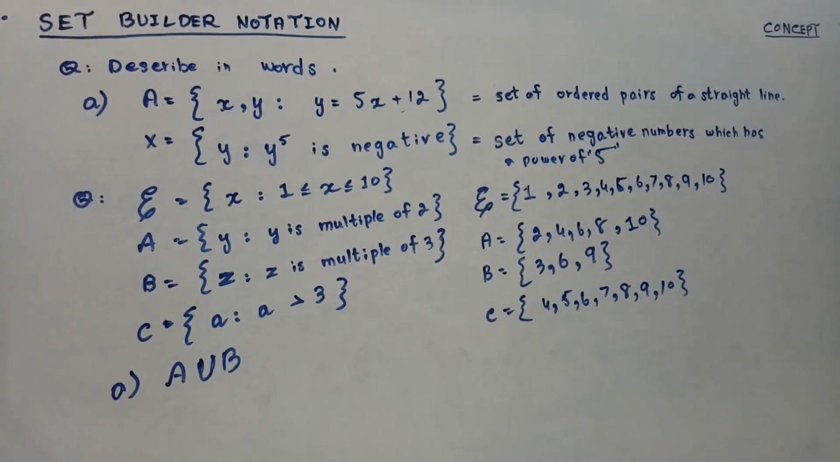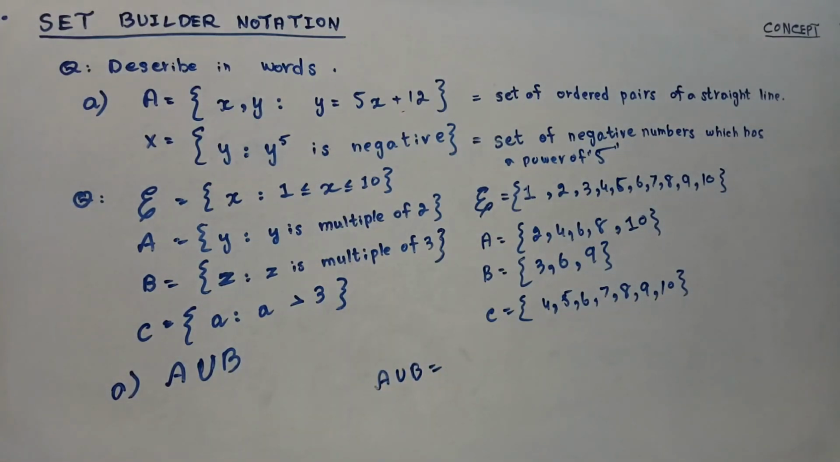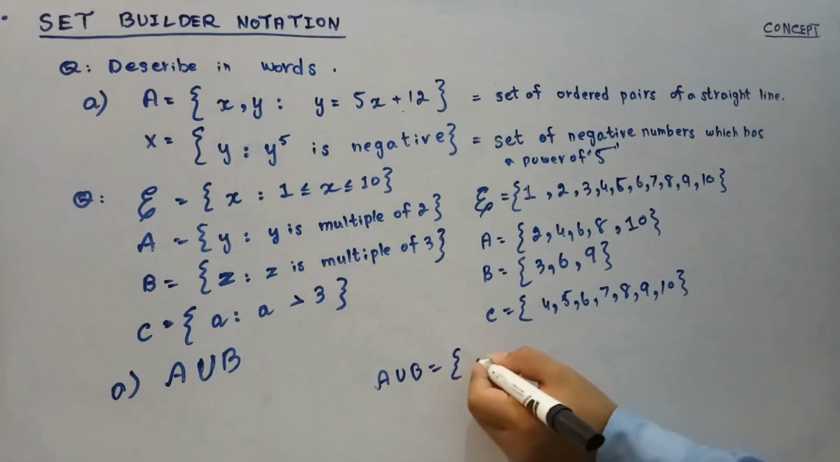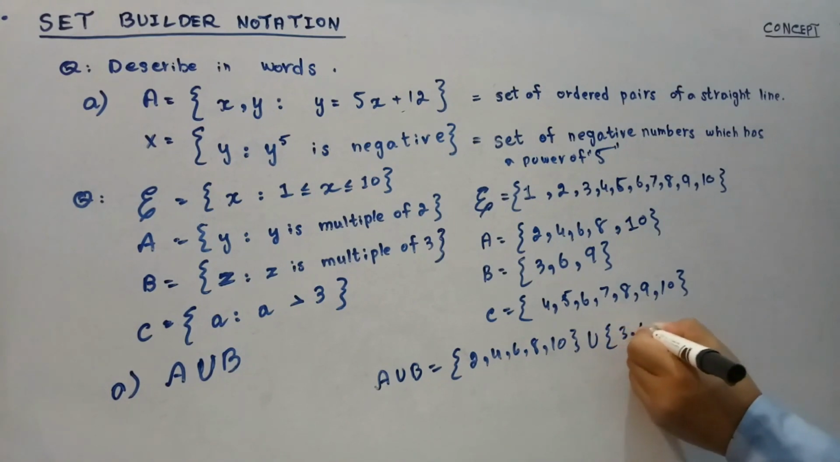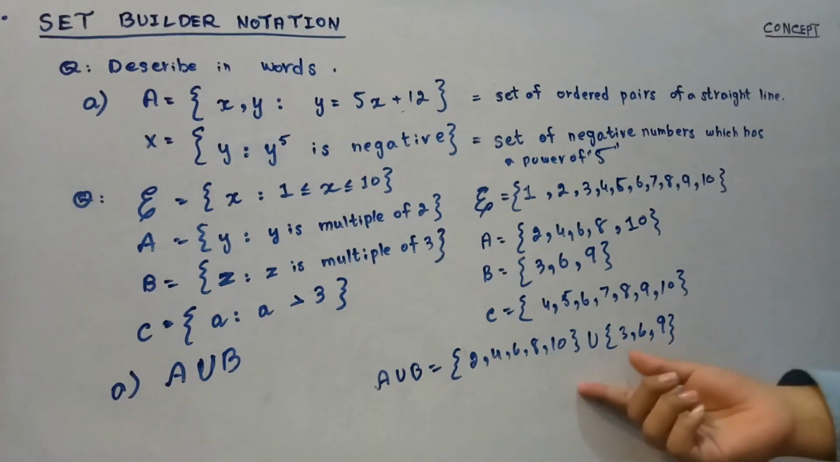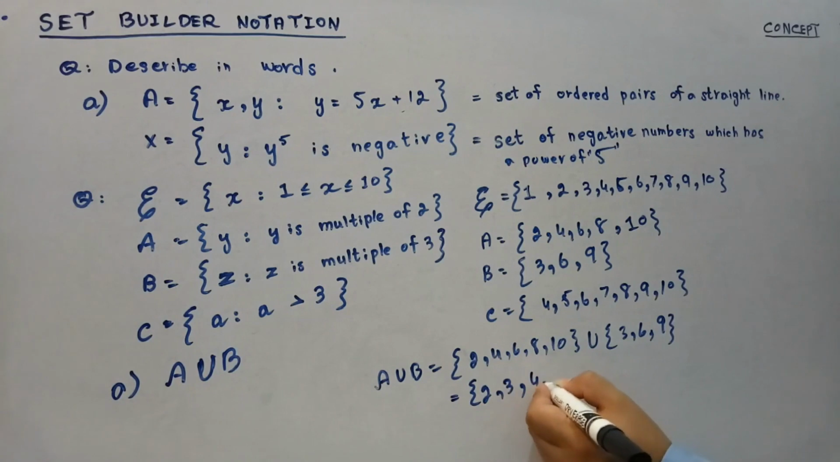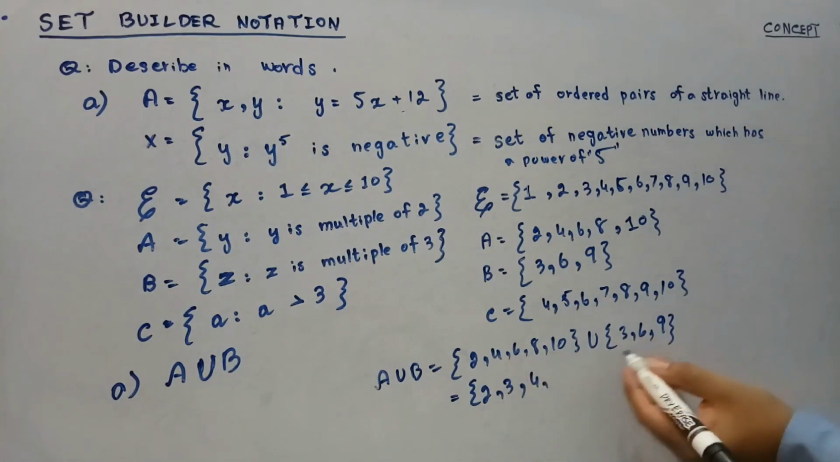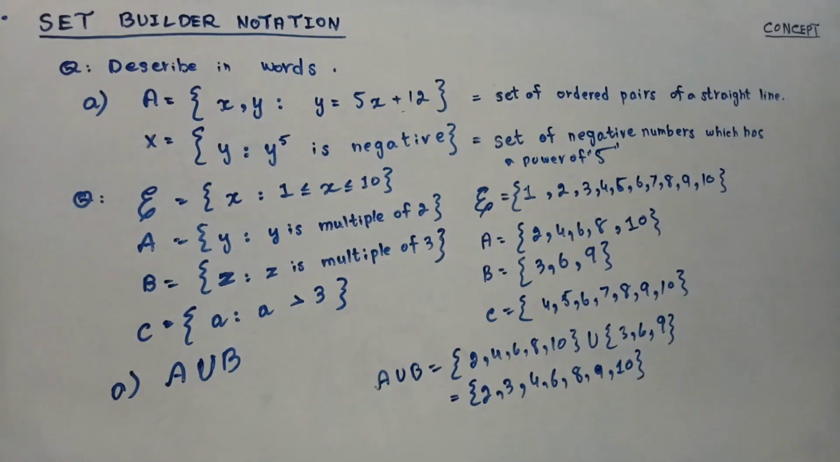Up to 10. Okay, now we have to find A union B. A union B means we have to write all the elements of A and B combined. I can write 2, 4, 6, 8, 10, and union it with B: 3, 6, 9. We have to combine these, and if some numbers repeat, present in both, I will write them once. First I write 2, 3 is present here, 4 is present here, 5 is not present, 6 is present in both so I will write it once, 8 is present here, 9 is present here, and also 10 is present. So I have combined them.